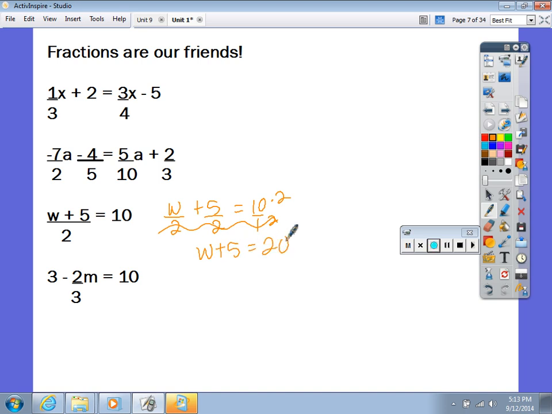So w plus 5 equals 20. Subtract 5, you get 15. And just like I said, if from here you wanted to say times 2, and then have that cancel, you would still have w plus 5 equals 20. All right, and then the same thing for this one.